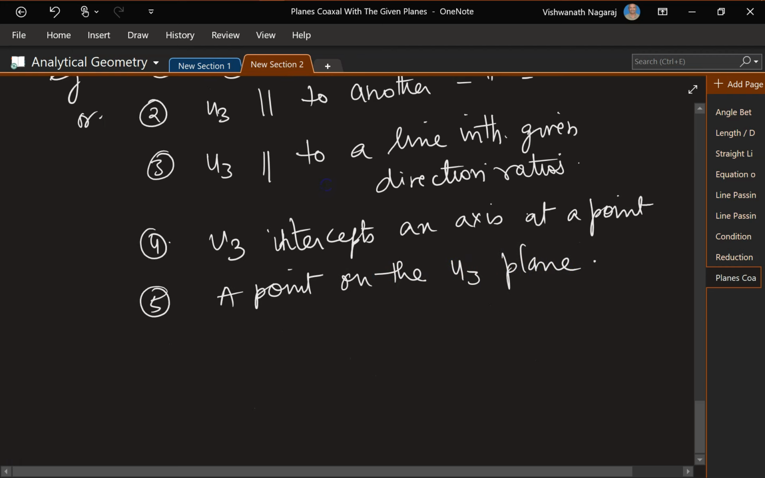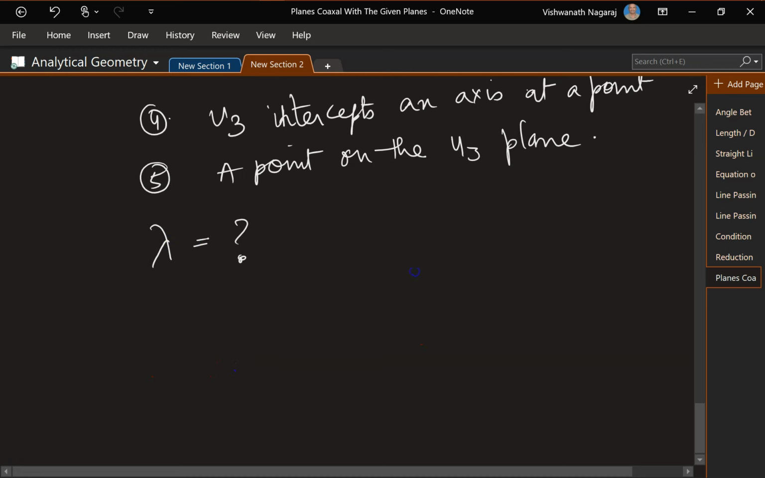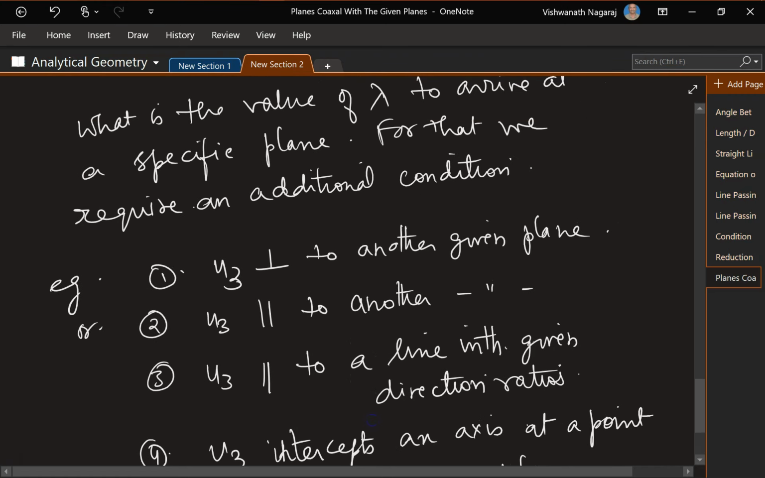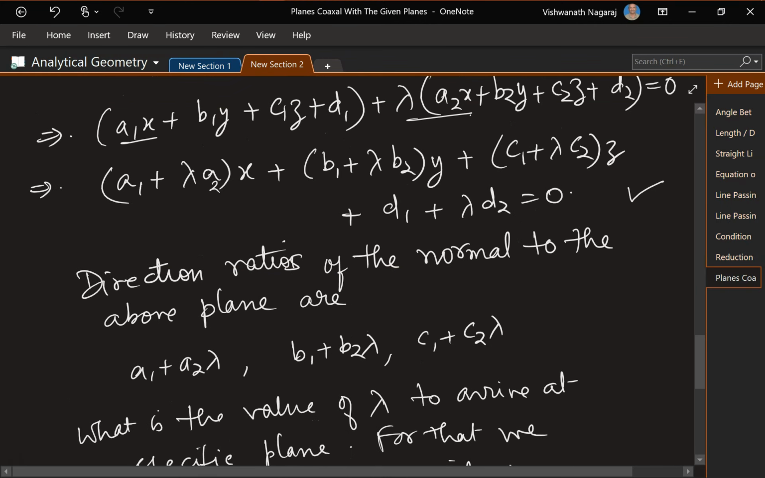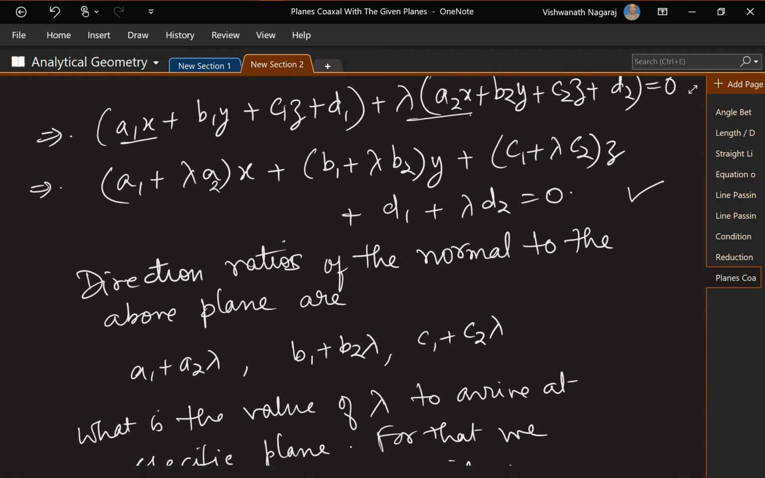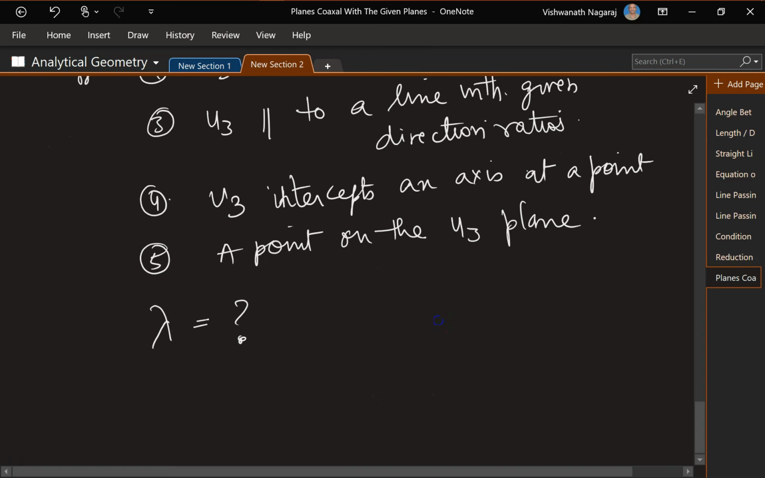So basically some additional information has to be provided for us to be able to figure out what lambda is. And once we know, then we just substitute it in this equation. Of course, here I have written it as a general equation. Normally, a1, a2, b1, b2, c1, c2, d1 and d2 would be given as actual values in the form of an equation or something. So once you substitute that and you substitute lambda, you will get the equation of the plane. I think you understood that.